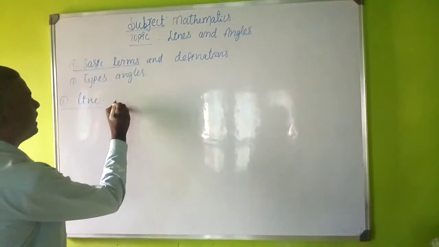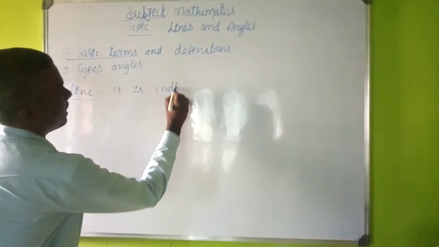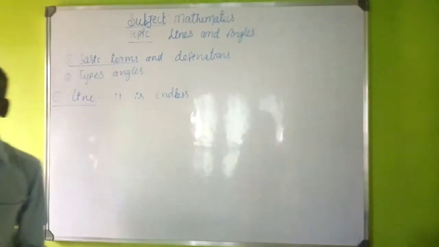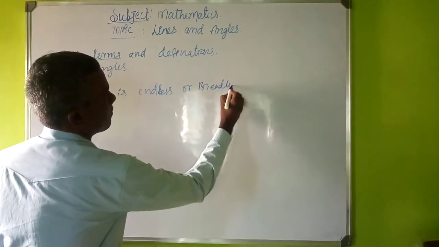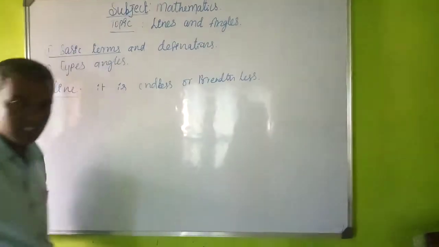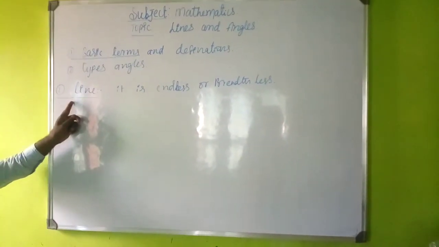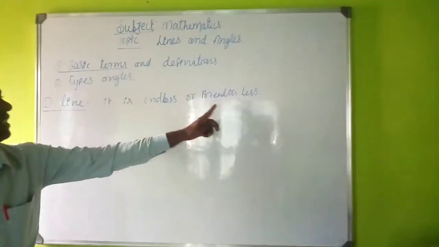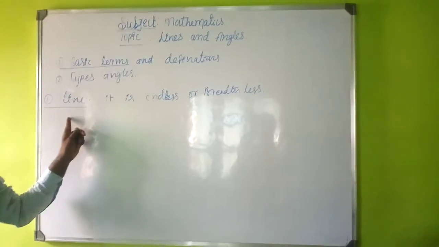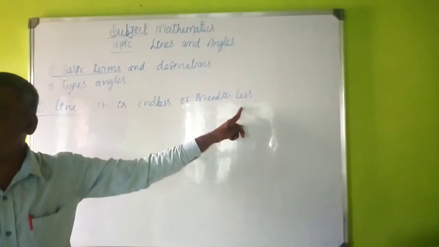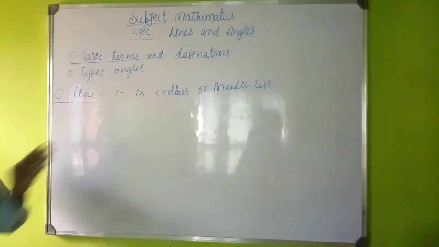So line is endless, it means there is no end for that. So endless or breadthless, such a concept is called a line. Students, once again, line means it is endless as well as breadthless. Please take this point in your mind. There is no end as well as no breadth. Such a concept is called a line.